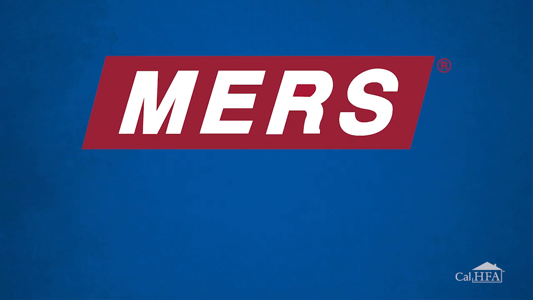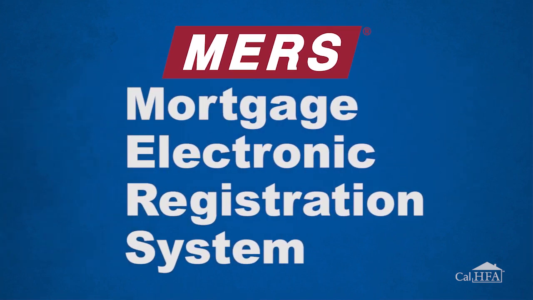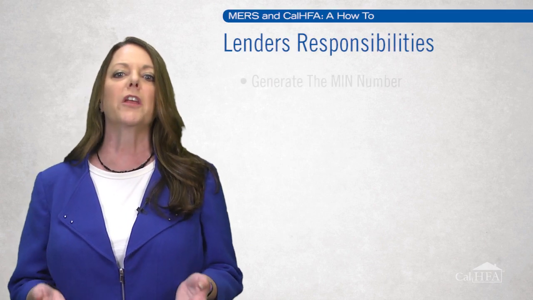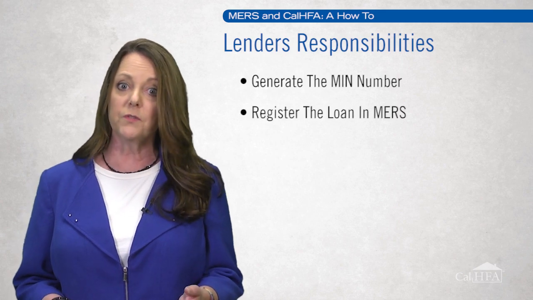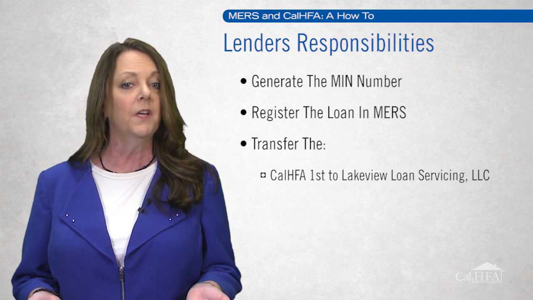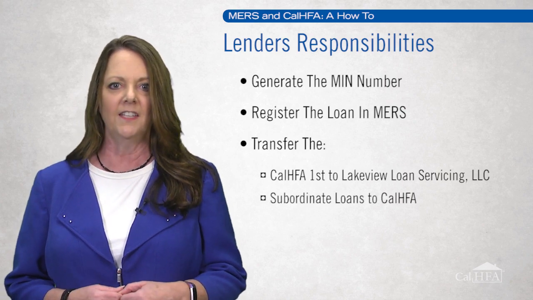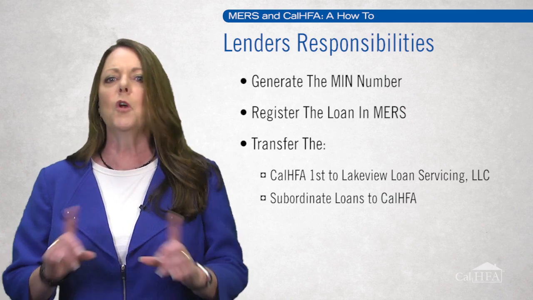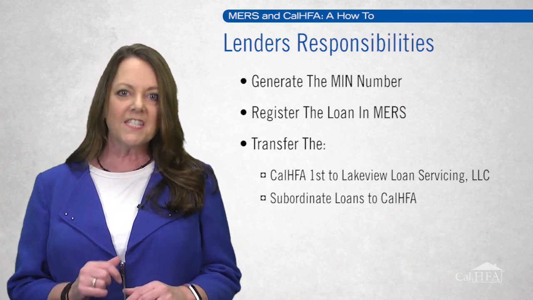What is MERS? It stands for Mortgage Electronic Registration System. It's a national electronic database that tracks the changes in servicing rights and beneficial ownership interests in mortgage loans, including all CalHFA loans. Part of the lender's responsibility on CalHFA loans is generating the MIN number, registering the loans in the MERS system, and ultimately transferring the CalHFA first mortgage to Lakeview and the subordinate loans to CalHFA. Attention to detail is key, so no matter where you are in the loan process, this video will help you get it right. Let's start at the beginning.